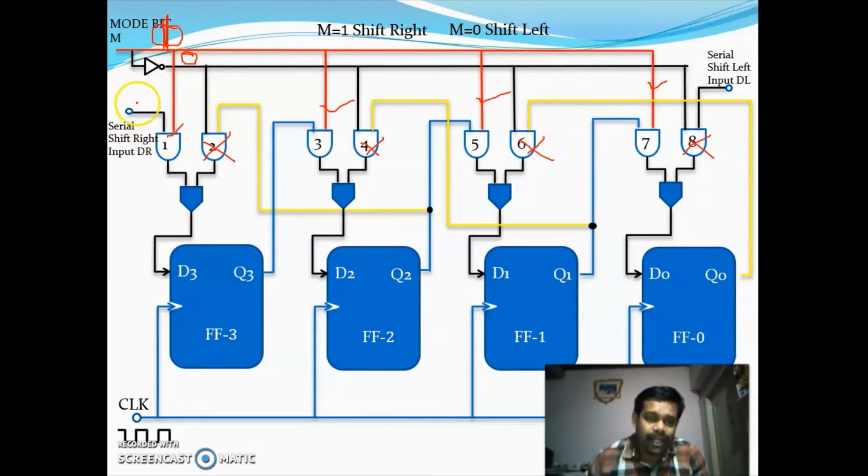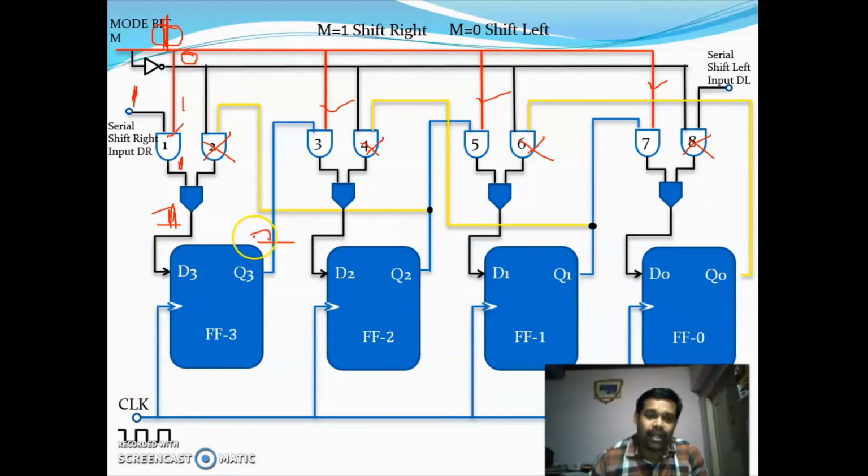Now we are giving serial input to this gate 1. So already this input is 1. Since it is an AND gate, if both the inputs are 1, you'll be getting an output of 1 here. So this is an OR gate. If one of the inputs is 1, you'll be getting an output of 1 here. Now you are applying clock. So your output will be coming here.